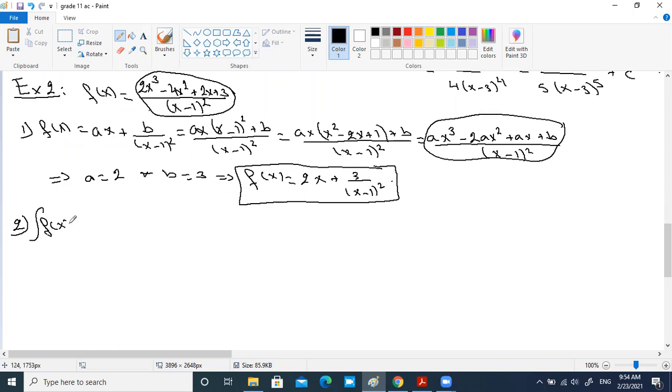So the integral of f of x dx will be the integral of 2x plus 3 over x minus 1 squared dx, which is equal to the integral of 2x, it is x squared over 2 times 2, so x squared, and thus a constant over x minus 1 squared, so minus 3 over x minus 1, plus constant c.